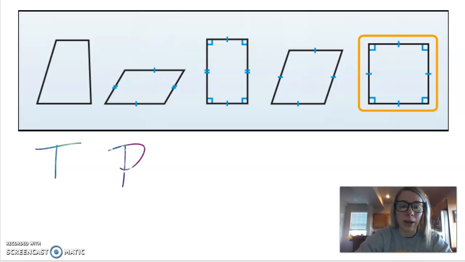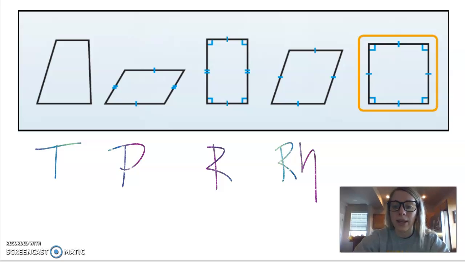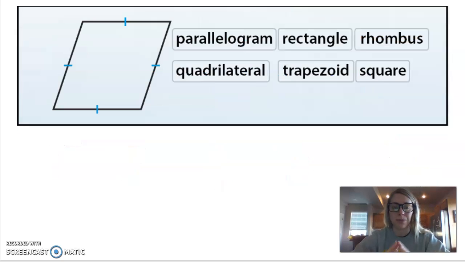This is a parallelogram, 2 equal sides. This is a rectangle. This is a rhombus, and this is a square. Okay, just for review quick before we go into our first working problem.